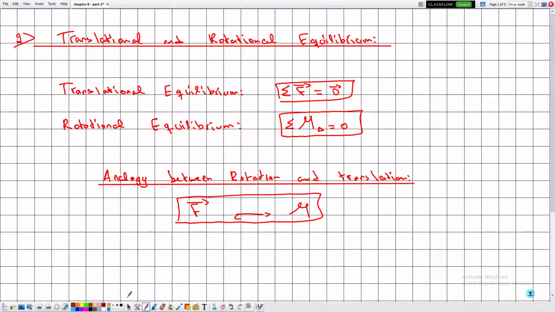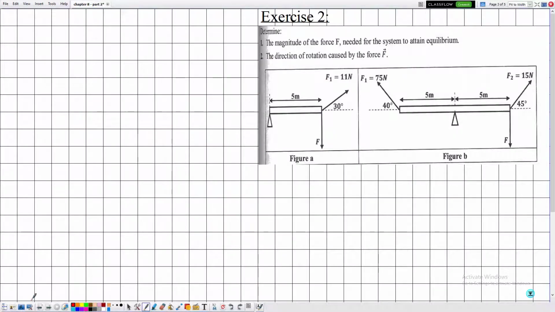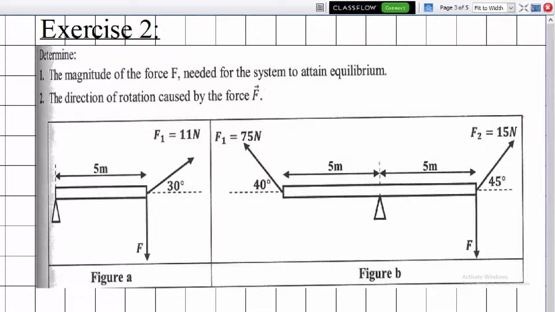Okay, and now let's solve the following exercise related to the rotational equilibrium. So exercise 2, they are telling me to determine in part 1 the magnitude of the force F needed for the system to attain equilibrium. So here when they are talking about the equilibrium, they mean two things, either rotational equilibrium or translational equilibrium, and one should understand that these two are independent of each other. Okay, so a system may be at translational equilibrium, but at the same time maybe not at rotational equilibrium.